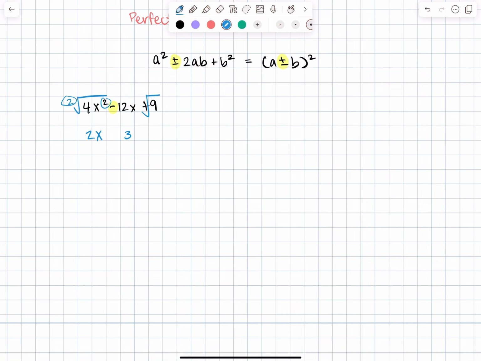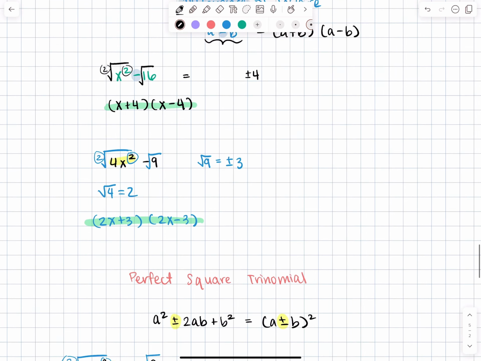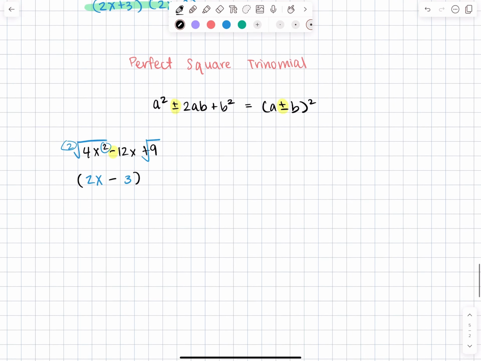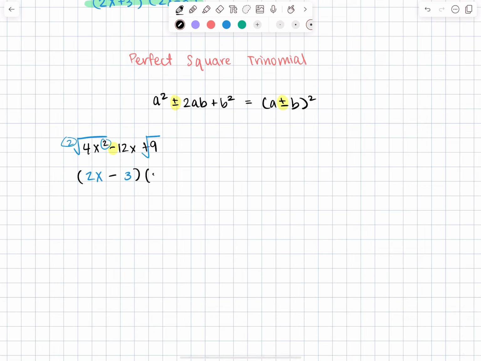So that's the difference between difference of squares and perfect square trinomial. We're not going to write 2x minus 3 twice. We could write it that way, or we could simply write it as squared. It just makes our answer look more simplified and cleaner. This would be our final answer.